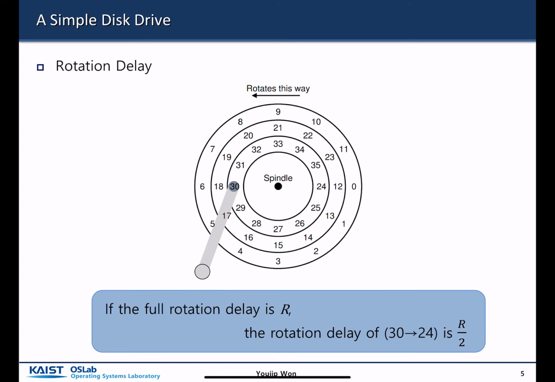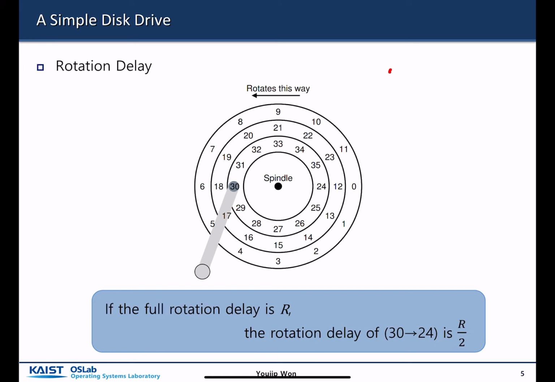Okay, so there are multiple sectors. Assume that the platter rotates in the counterclockwise direction, so from the outer track it goes into the inner track. If you want to read a sector, you first have to move the arm to the right track, and then you have to rotate the platter to place your desired sector underneath your head. This is the basic mechanism of how you read the disk.